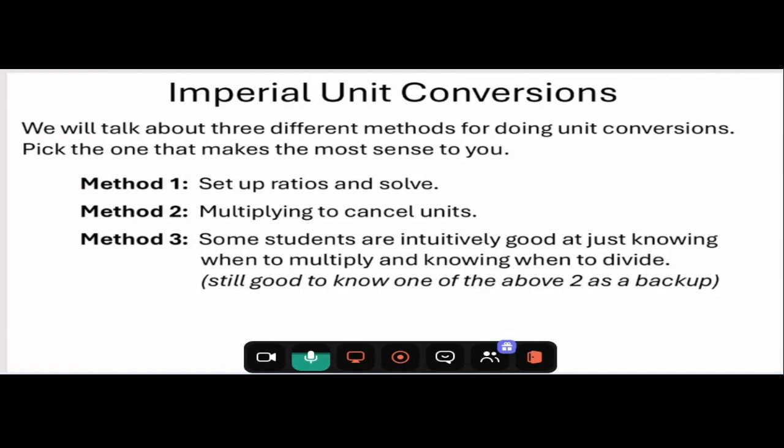There's some students who, at least on the easier ones, just look at it and they're like, yeah, I can just tell. I can tell that I would multiply for this one and I would divide for that one. And if that is making sense for you, great. What I find is a lot of students, the majority of students, don't feel that way about all the unit conversions. They get a little uncertain. Oh, is this a multiplying one or dividing one? In which case, methods 1 and 2 really help them out.